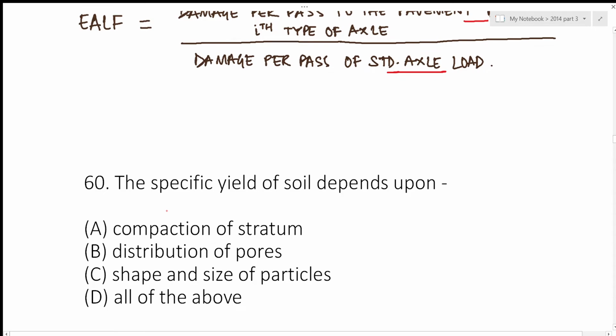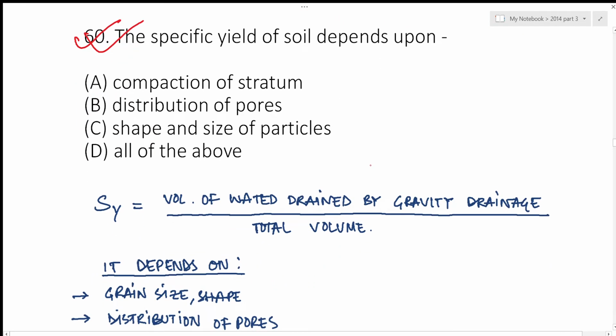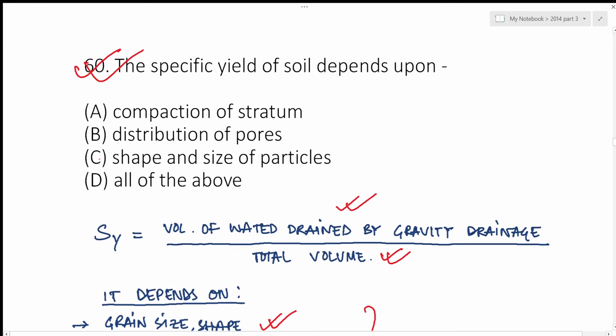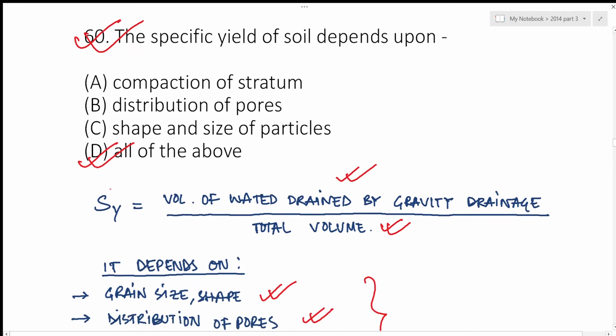The next question, the specific yield of a soil depends on. Now what is specific yield? Specific yield is the volume of water drained by gravity drainage divided by the total volume. And it depends on the grain size and shape, the distribution of pores and the compaction of stratum. So it depends on all three. So the answer should be D, all the above.